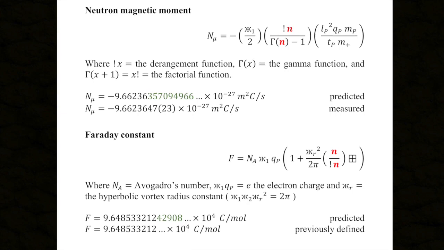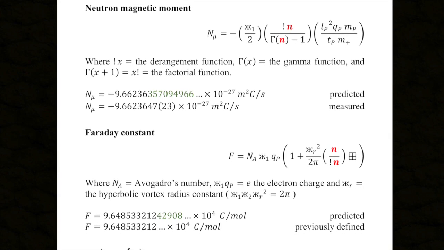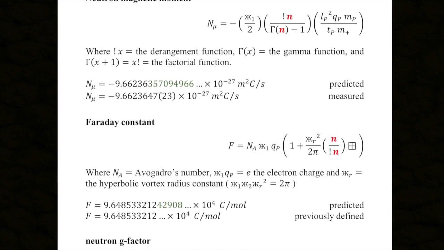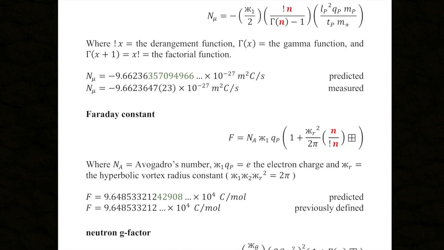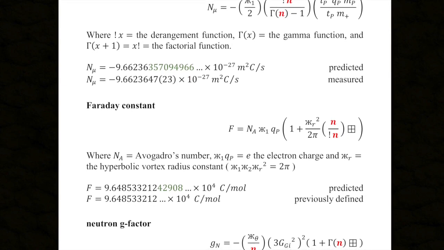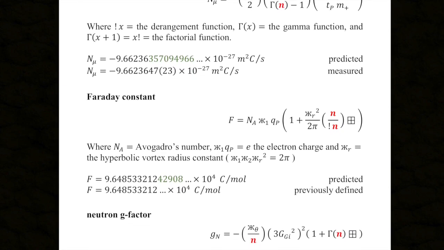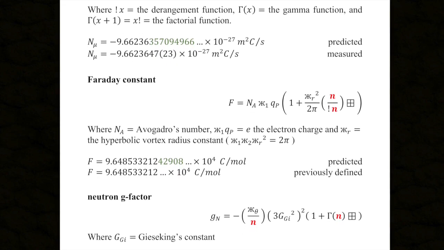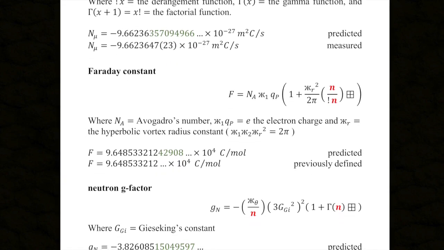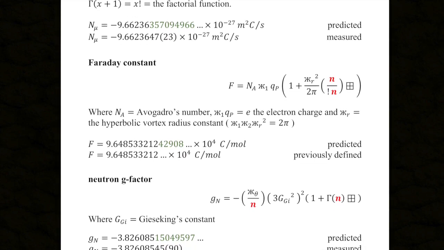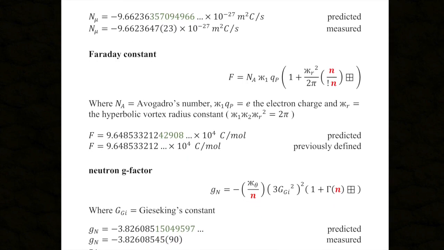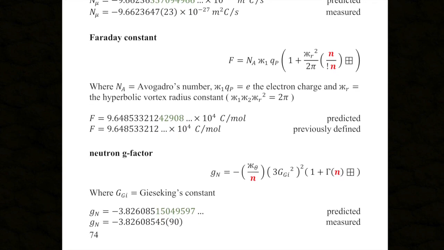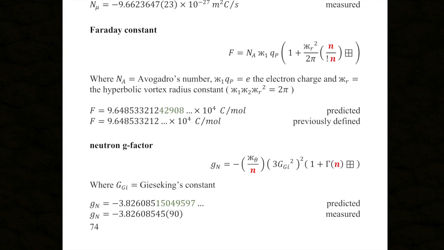Faraday's constant ends up being equal to Avogadro's number multiplied by J1 and the Planck charge boundary, which, if you remember, J1 and the Planck charge boundary equals the electron charge. So Faraday's constant equals an Avogadro's number of electron charges as its primary action. Its terminal action is Jr squared over 2 pi times n over the derangements of n. It's beautiful. It's absolutely beautiful.